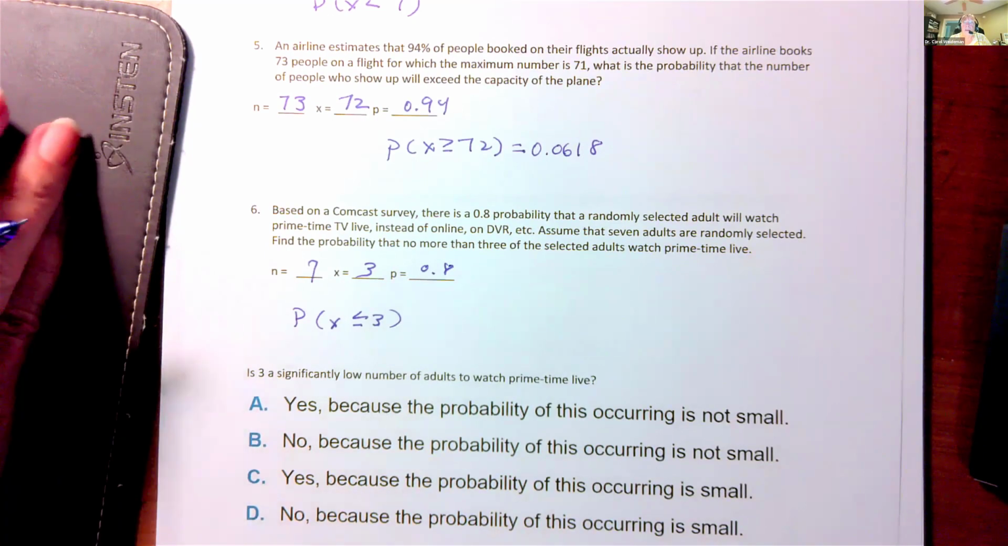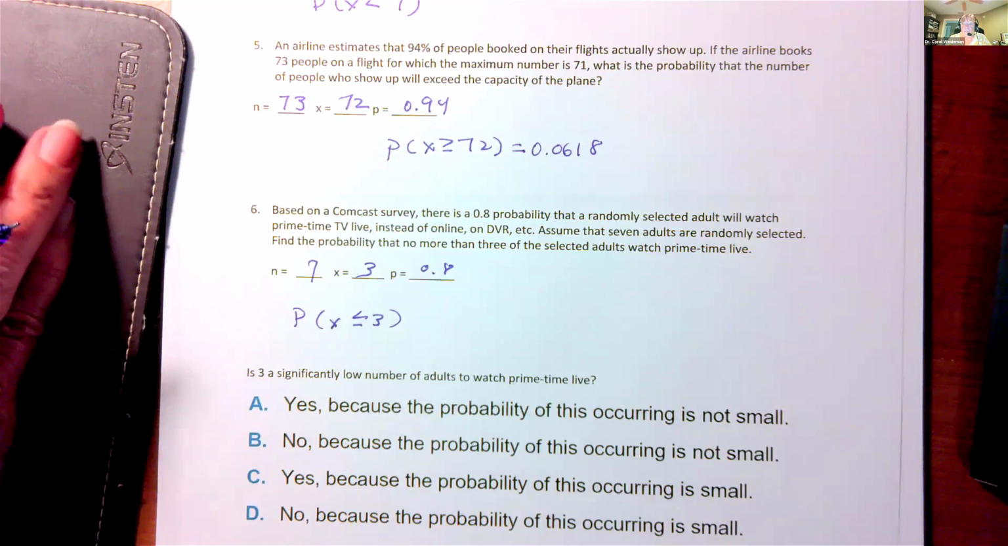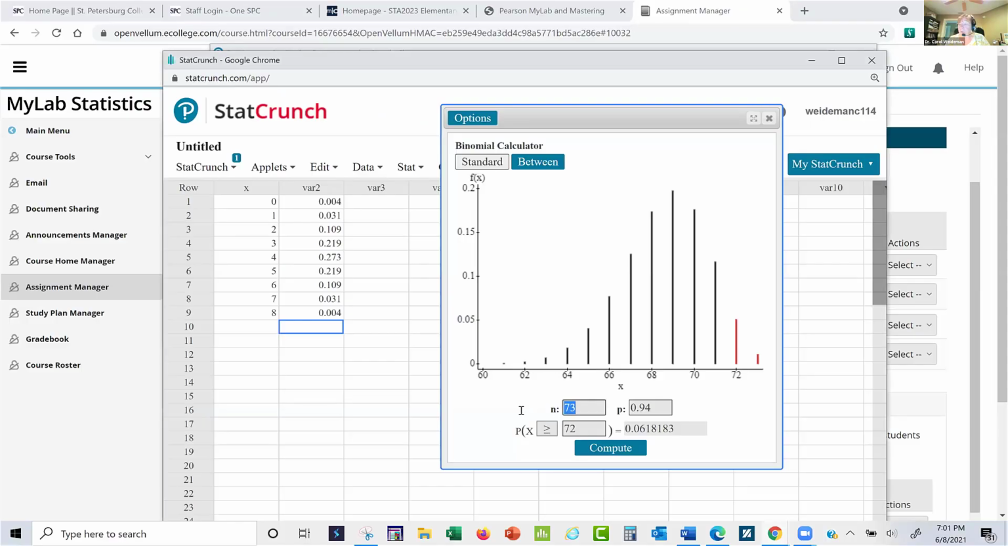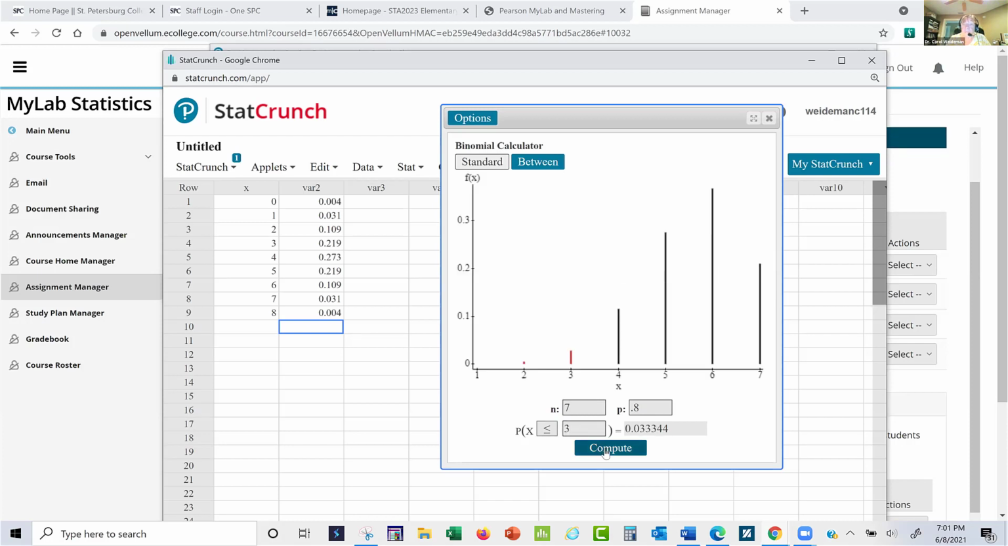Okay. And let's go back over to our tool. Basic. So I've got 7 people. And the probability of success is 0.8. And we wanted to know less than or equal to 3. And I get 0.0333. Okay. The probability is very high, 0.8, so you would expect to have more than that among the 7 people.